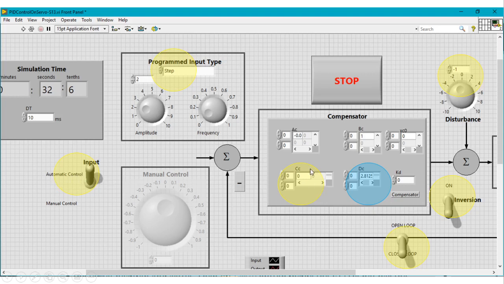Then there was a 0, 1. I think we put in a really small negative value, which tends to stabilize the system, but it was very close to 0. And C is 0. This was Ki 0, Kd is 0, and this one was your Kp. So ABC was 0, 1, Ki, and Kp. Then make the open loop switch over to closed loop, with inversion now off.